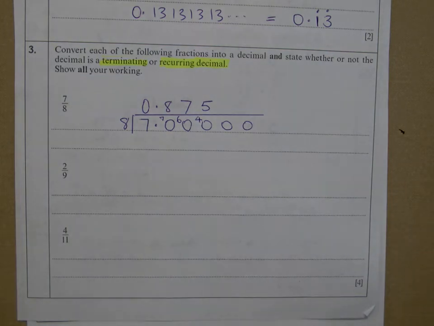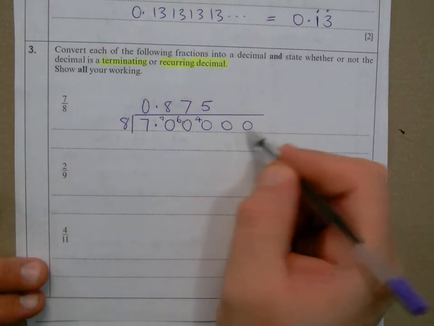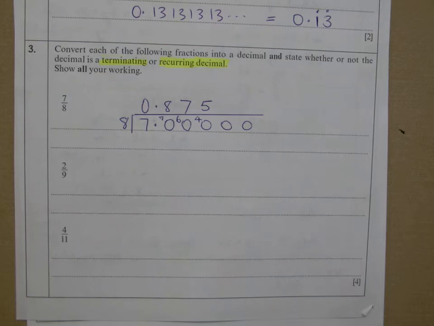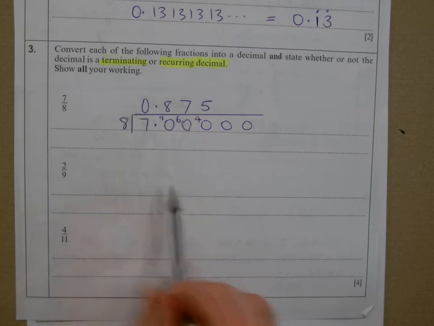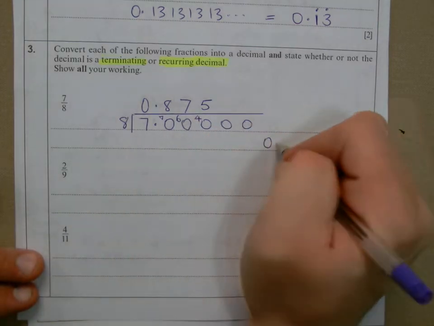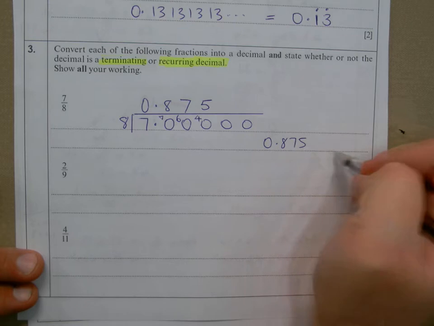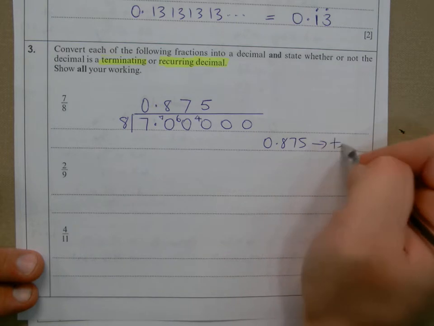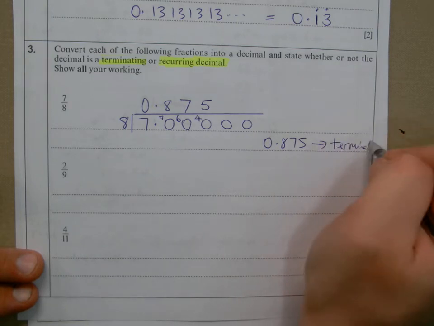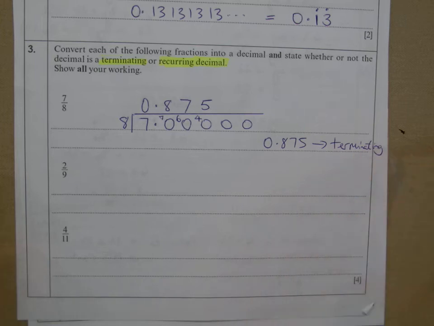So in fact, I don't need these zeros here, okay? Because I'm done. There's nothing more to carry forwards, and there's no more digits here. So we've got a terminating answer, right? So 0.875 is what 7/8 is as a decimal, and we can literally say it terminates, okay? So it's a terminating decimal.